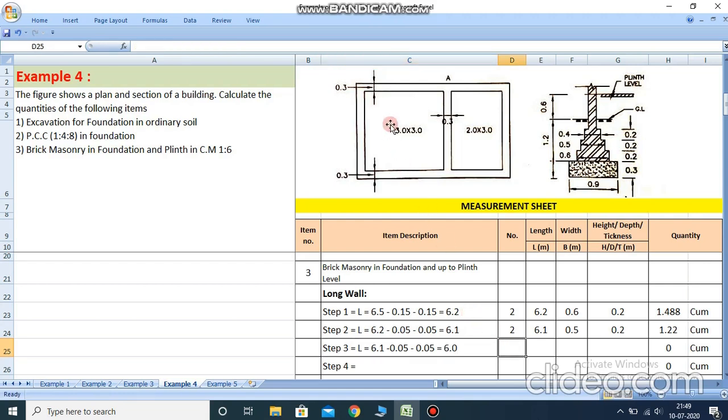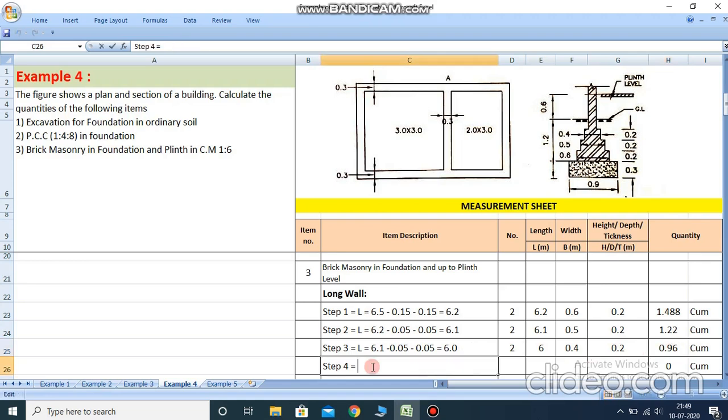So here there are two long walls for step 3, the first and second wall, so here write 2. Then the length we calculated is 6.0. Then the width, not calculated but already given in the figure, is 0.4, and the height or thickness is given as 0.2. Now the total quantity is the multiplication of the number, length, width and thickness, which is 0.96.